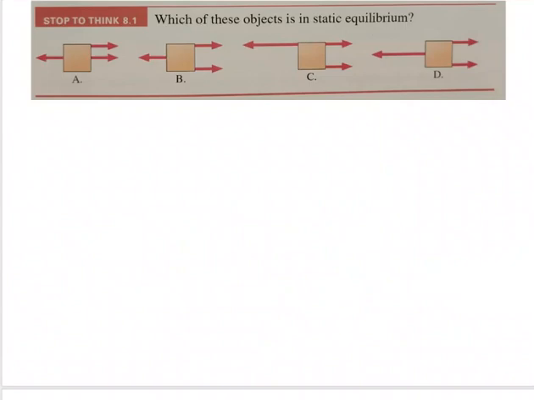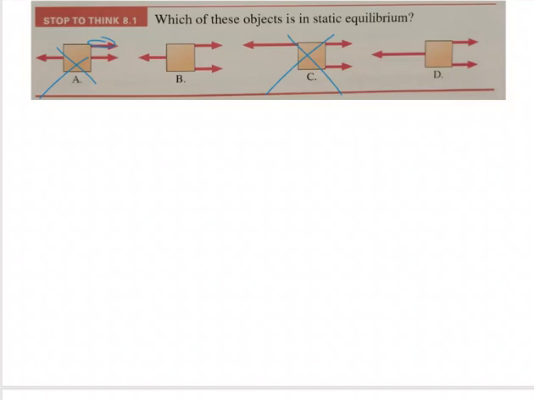Okay, so which of these objects is in static equilibrium? Remember what is required. What can we rule out? C and D. Definitely rule out C. It's got a torque. A has a torque too, because of this top guy here. So it's between B and D. D is correct. B is not correct because there's not enough force on one side.